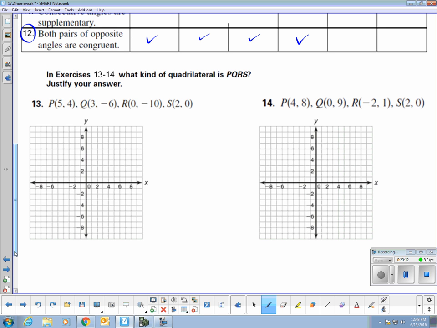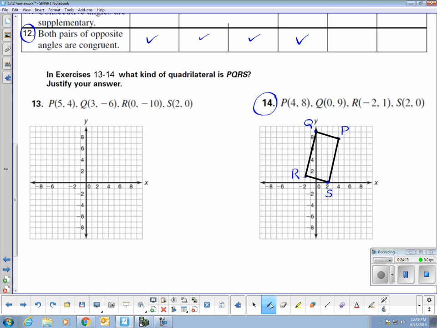Okay, so number 14, we need to plot these 4 points to determine what type of quadrilateral is PQRS. Here is point P. Here is point Q. Point R. And point S. It appears to be a rectangle. And so to determine whether or not it is a rectangle, first I need to find the distance of all 4 sides, and then I need to find the slopes of all 4 sides.